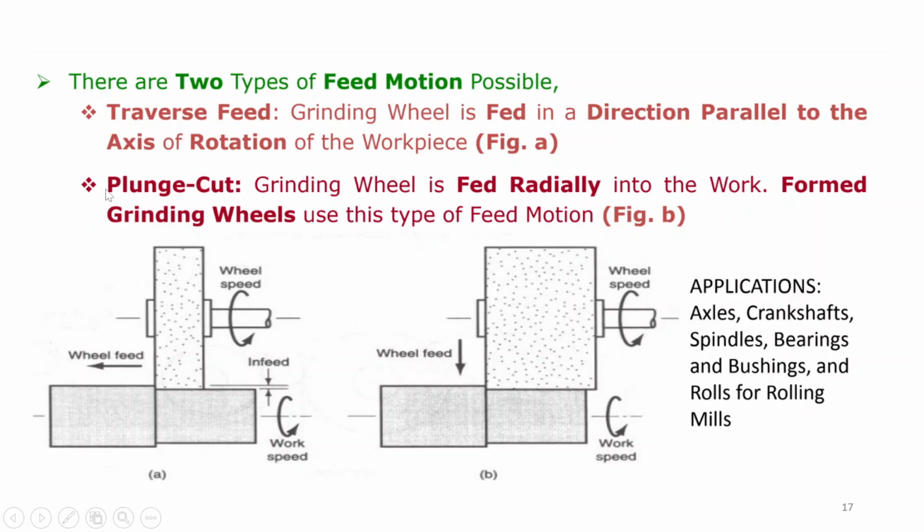Plunge cut. In the upper one, the grinding wheel is fed in a direction parallel to the axis of rotation of the workpiece in figure A, and in plunge cut the grinding wheel is fed radially into the work. Formed grinding wheels use this type of feed motion. Some of the applications are axles, crankshafts, spindles, bearings and bushings, and rolls for rolling mills.